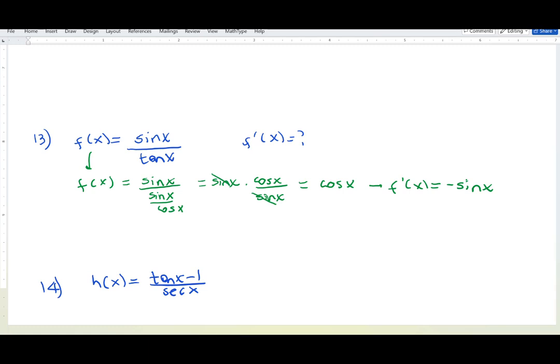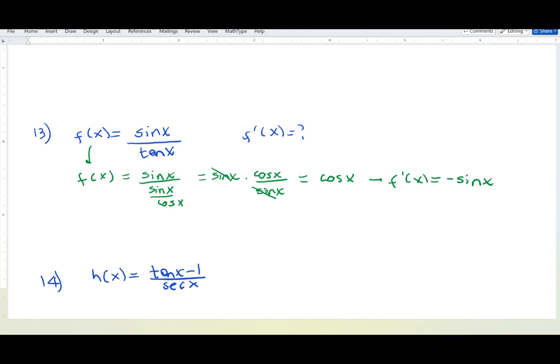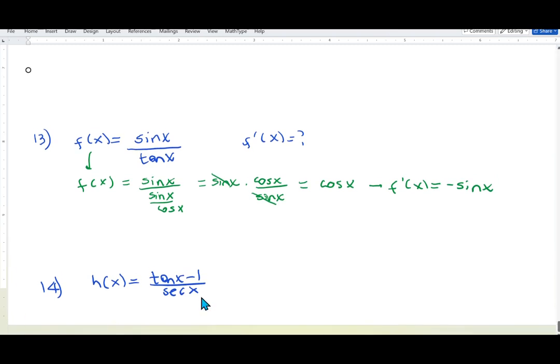In case you're curious, do that one also with the quotient rule. And you're going to have to do massive trigonometric simplification to see that even with that approach, you're going to end up with negative sin x. But I think it's an excellent exercise. If you have the time, I would highly recommend that.